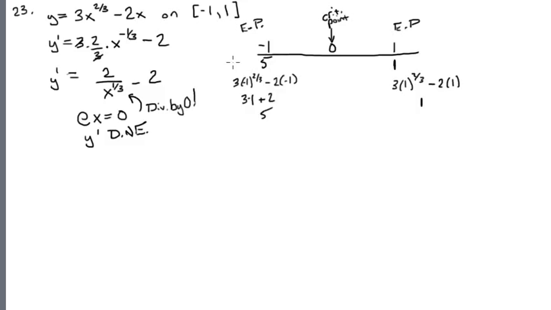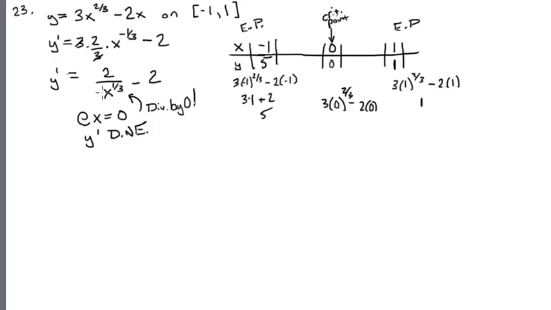What's the value of my function here? So this is y, this is x. We have the endpoint here. We have this other endpoint that's right here. And we have this critical point of 0 so far. So what's the value of my function there? That's going to be 3 times 0 to the 2/3 minus 2 times 0. Hey, that's just 0. Okay.